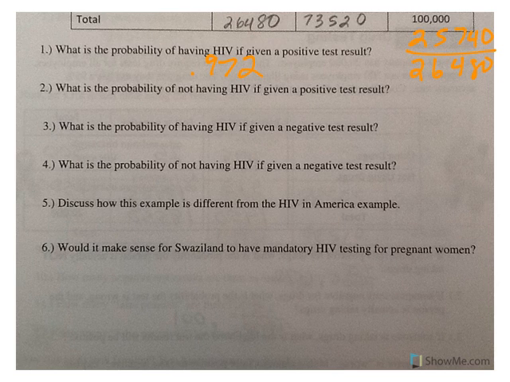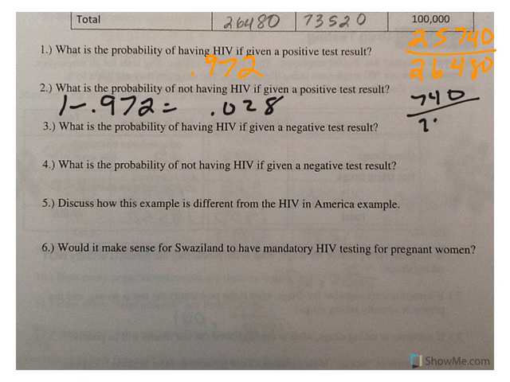That's pretty high. Number 2, what's the probability of not having HIV if given a positive test result? Well, we can do our complement, 0.028, or you could have done the 740 over 26,480, right? Either way. Number 3, probability of having HIV if given a negative test result.